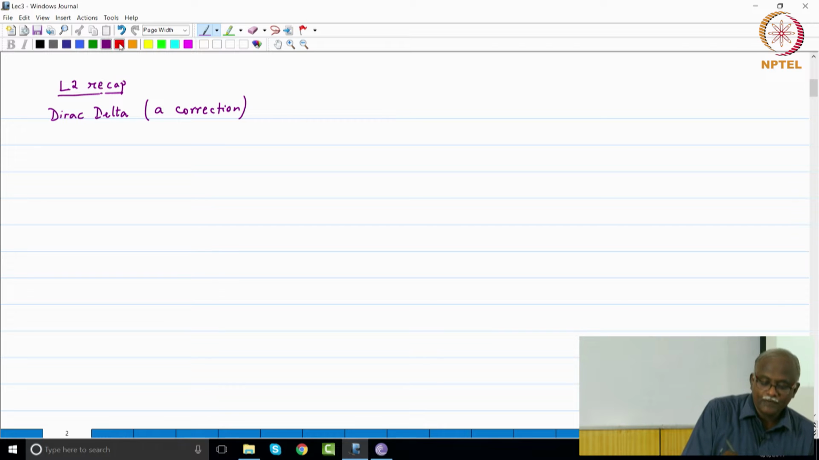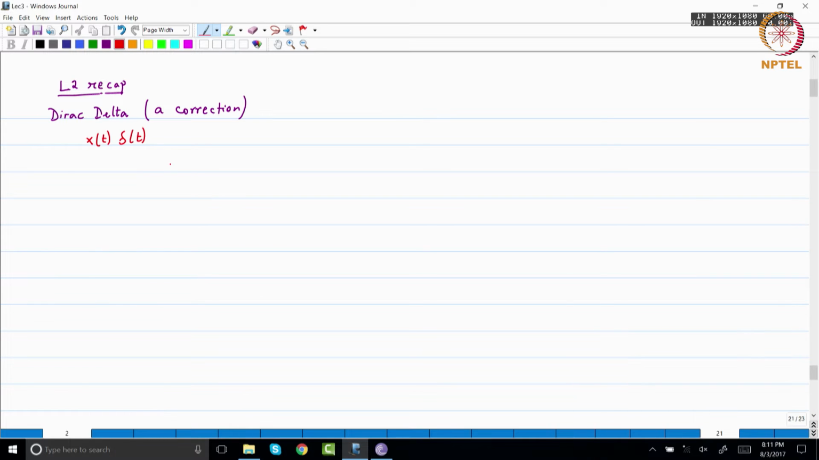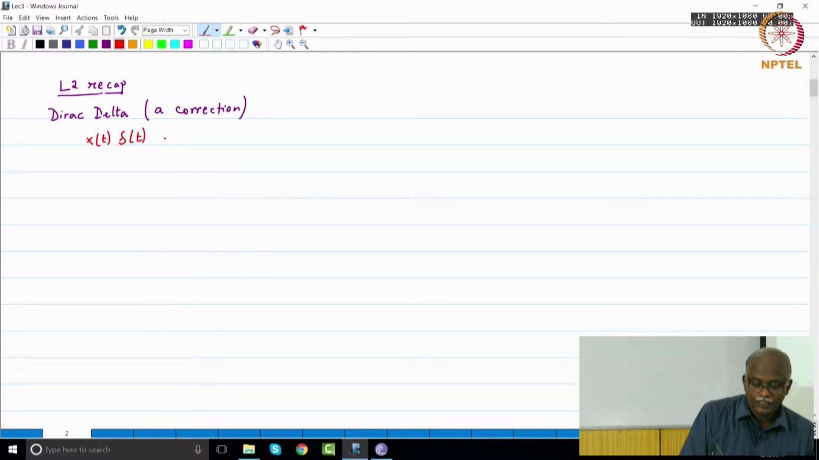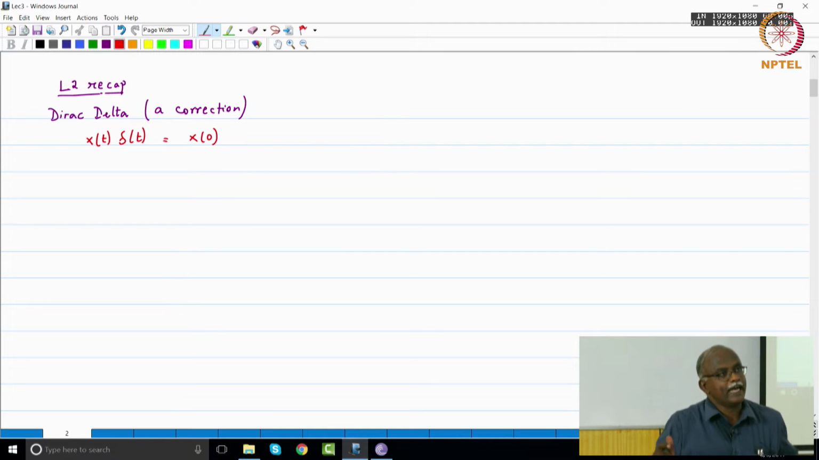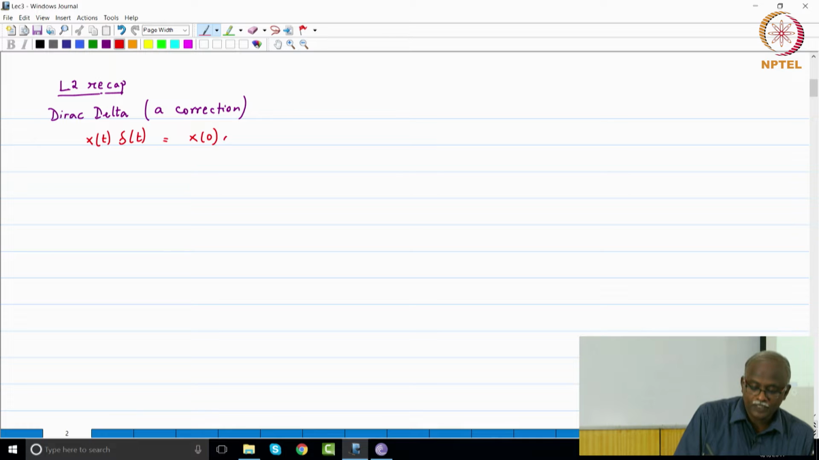So yesterday we did write down the following result: x of t multiplied by delta of t. So this is the same as x of 0 times the delta of t, because the function gets killed everywhere except where the delta function is non-zero. This was fine, the way we had written it down.